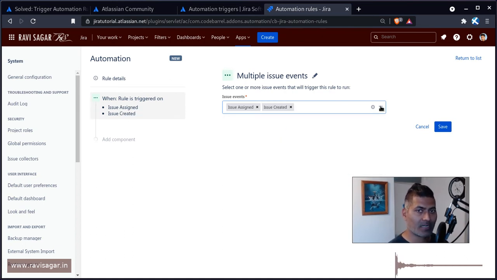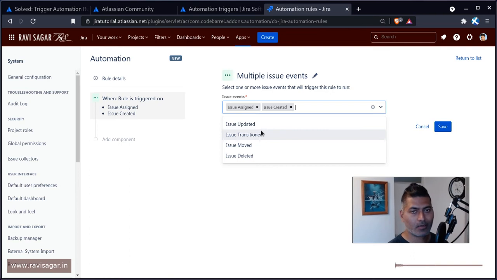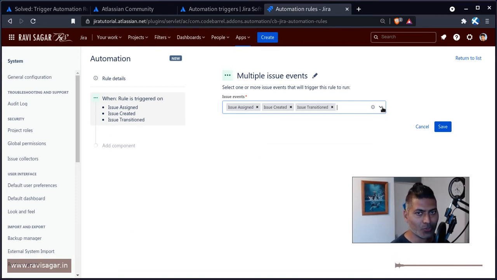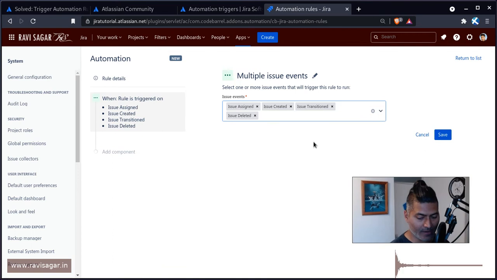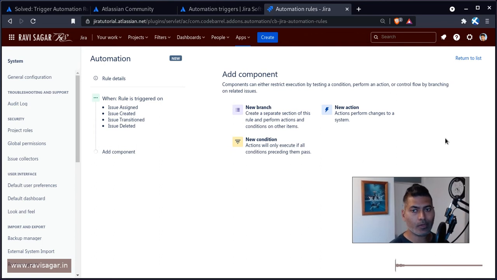So this is something that I didn't mention last time, and if you have issue related events only in your rule, then I think this is wonderful, and it will definitely be useful in case you want to trigger your rule based on issue creation, issue assignee, and so on.